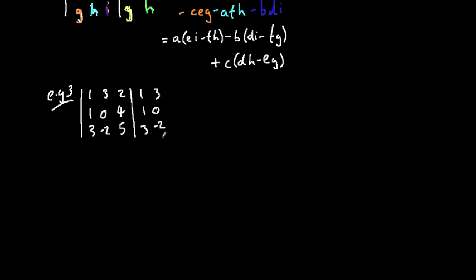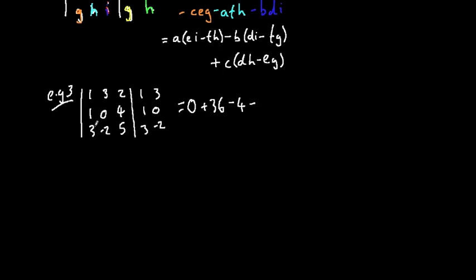Okay, so the first diagonal is there. So it's 1, 0, 5. So 1 times 0 times 5 is going to be 0 because I've got a 0 in there. So I'm going to ignore that for a second. Second diagonal is 3, 4 times 3, which is going to be 36. Third diagonal is 2 times 1 times minus 2, which is minus 4.